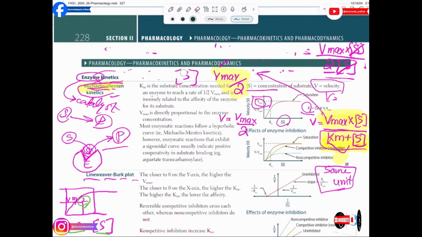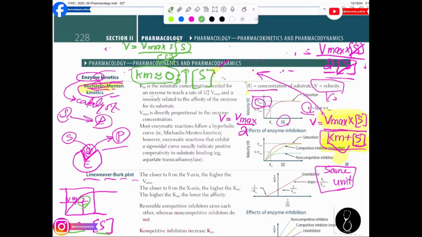The second condition is that the Km is approximately equal to 0, and the substrate is very high. There is a high concentration of substrate and Km is near 0. Then what does this equation become? Velocity equals Vmax multiplied by substrate divided by Km. Since Km is 0, we do not put Km, only the substrate. The substrate cancels with the substrate and the answer is Vmax.